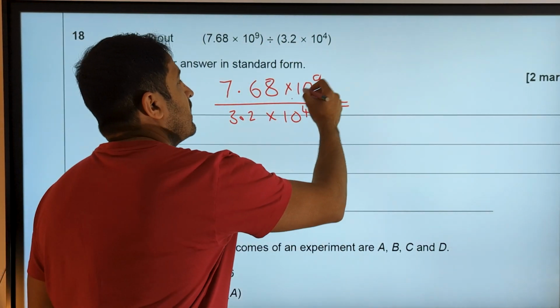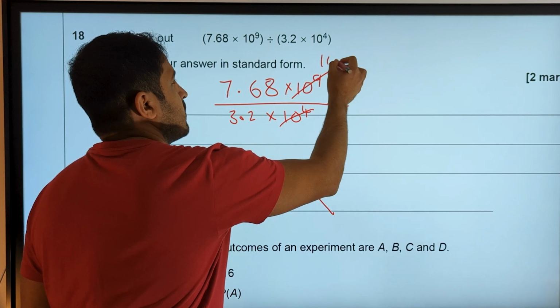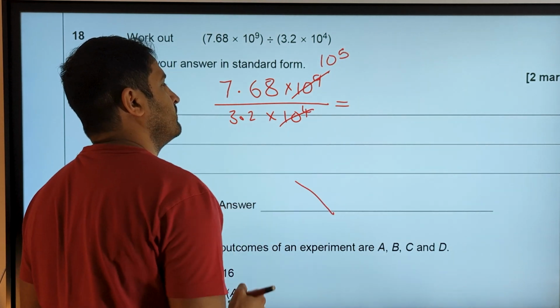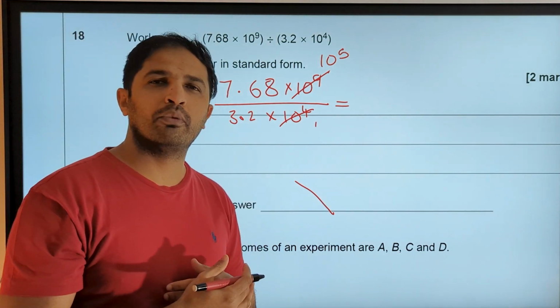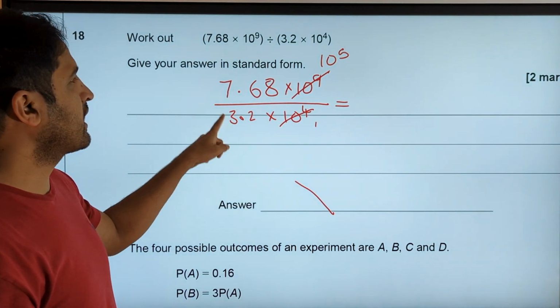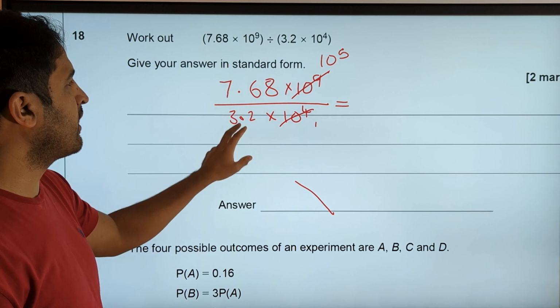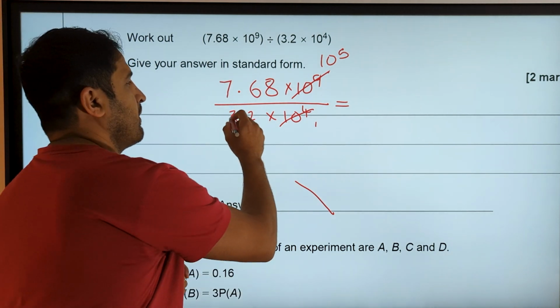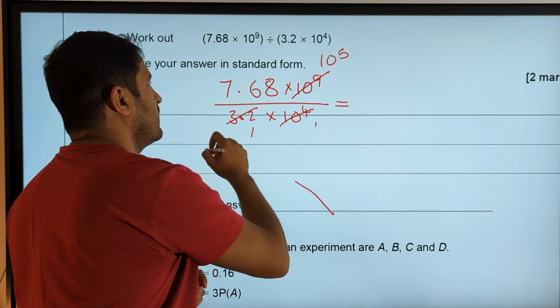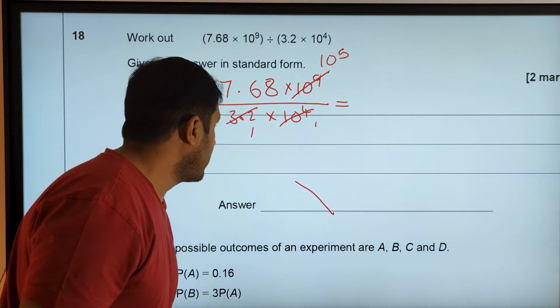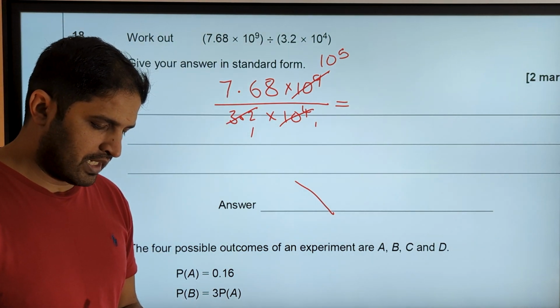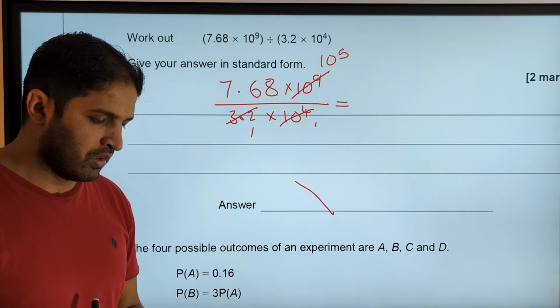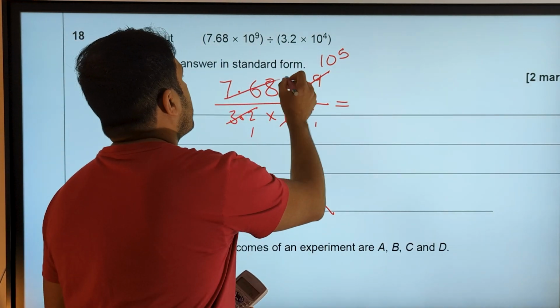So you're left with 10 to the power 5 at the top. And you're left with 1 at the bottom, because 10 to the power 4 divided by 10 to the power 4 gives you 1. And I can do the same thing. I can divide top and bottom by 3.2. So if I divide that by 3.2, you get 1. Divide 7.68 by 3.2. 7.68 divided by 3.2 gives me 2.4.